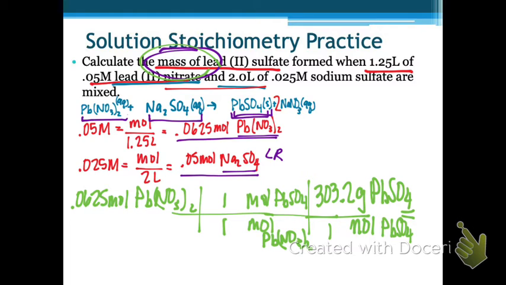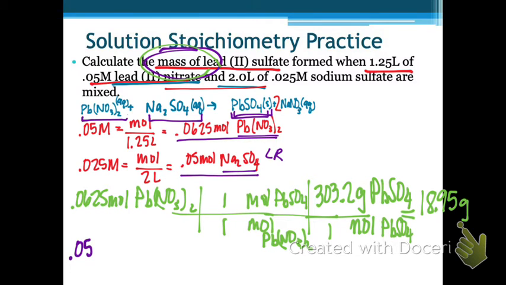303.2. All right, so let's go ahead and calculate that all the way out. Times 0.0625. And that gives me 18.95 grams of my product that could be formed, right? That's one option. Now we do the same thing for our other reactant.